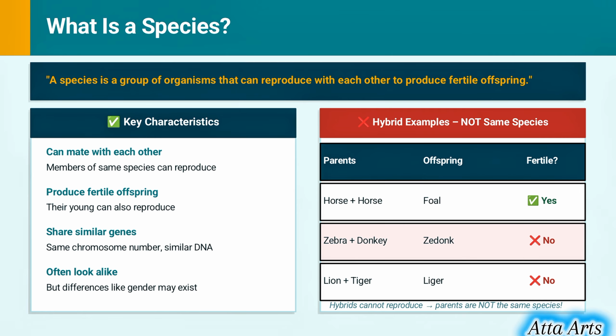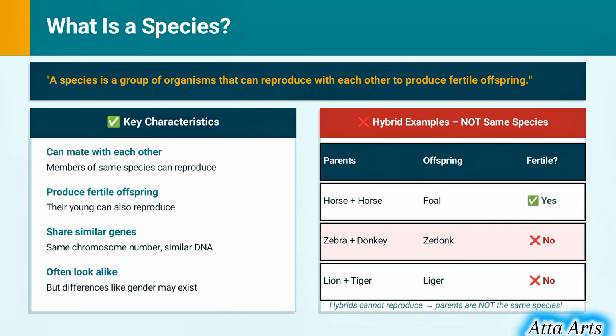Here is the full correct definition, and I need you to write every word. A species is a group of organisms that can reproduce with each other to produce fertile offspring. Two keywords: reproduce and fertile. If you only say they can reproduce with each other, that is not enough. You must say fertile offspring. What does fertile mean? It means the babies they produce can also grow up and reproduce. The cycle continues.